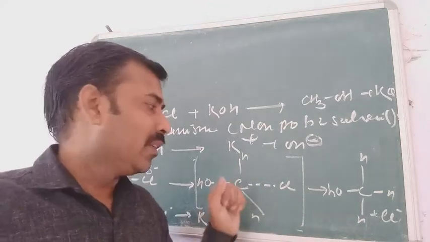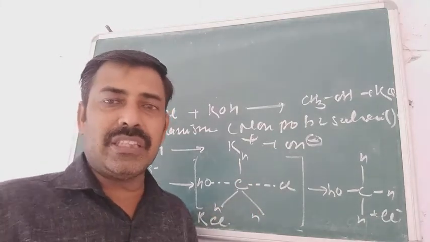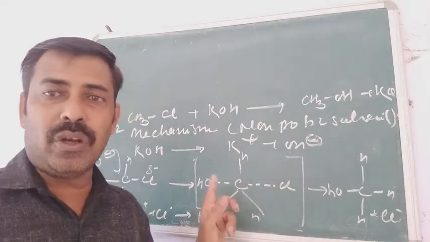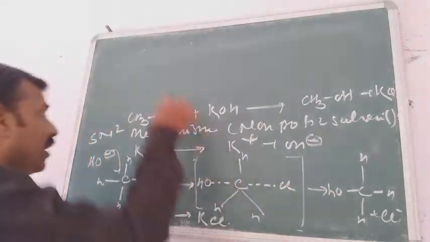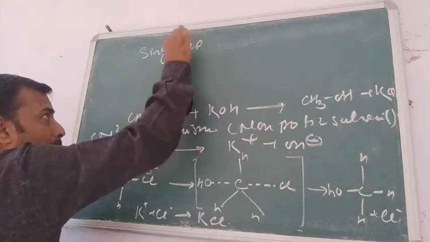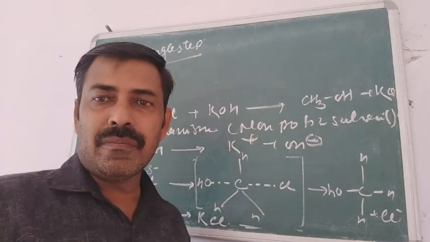So you can say that this species is highly unstable. And this is the reason we are seeing that there are 2 steps going on, though we say it is a single step reaction, because this species is highly unstable.